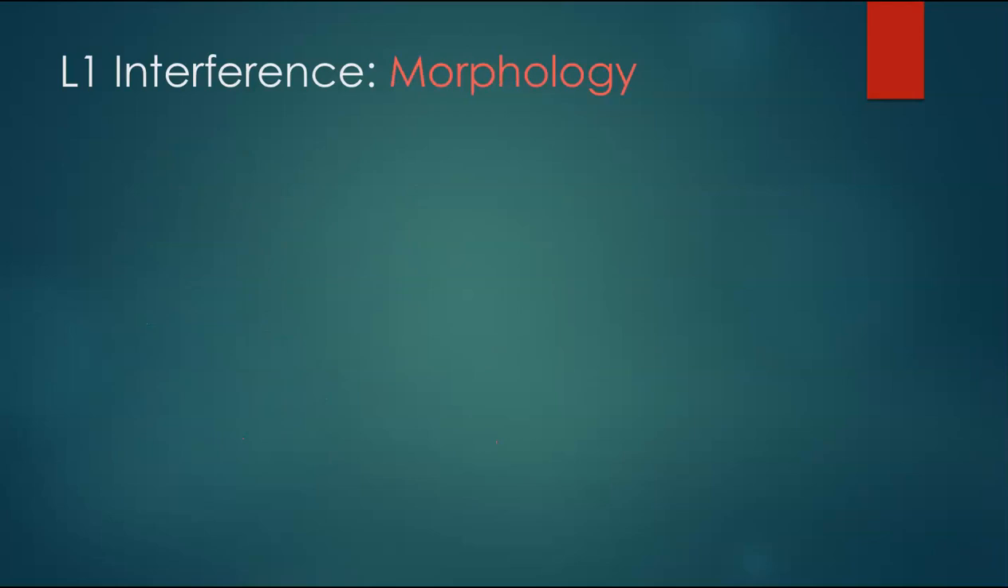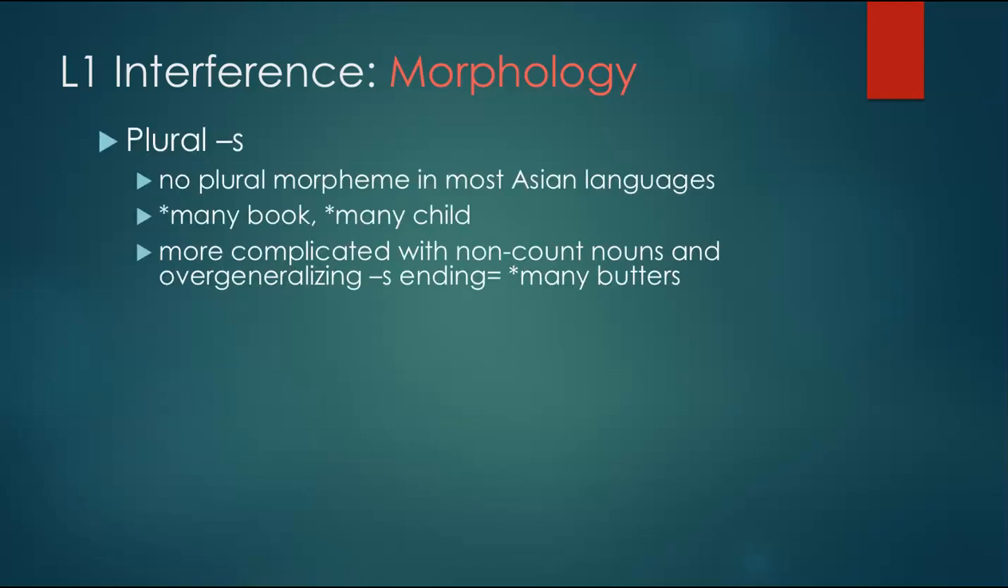Finally, we see L1 interference errors that have to do with morphology, or the way that words change their shape to change the meaning of that word. That's things like putting a plural S on the end of a plural noun, or putting an ED on a verb ending to indicate past tense. Those things are examples of morphology. And indeed, that plural S ending can be very confusing for a lot of English language learners.